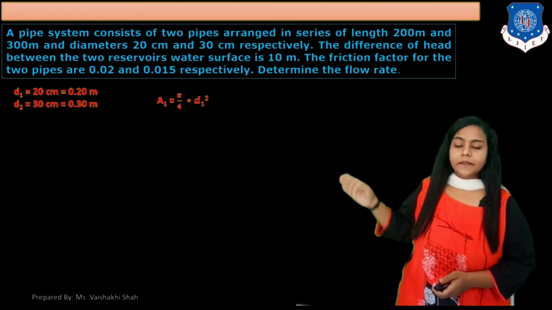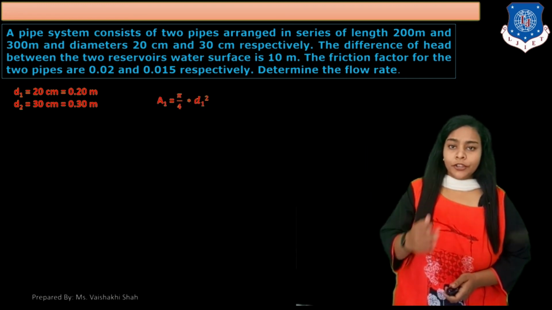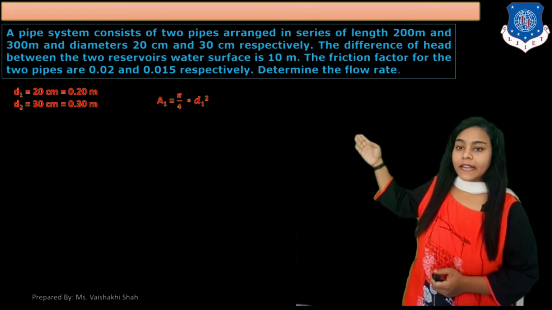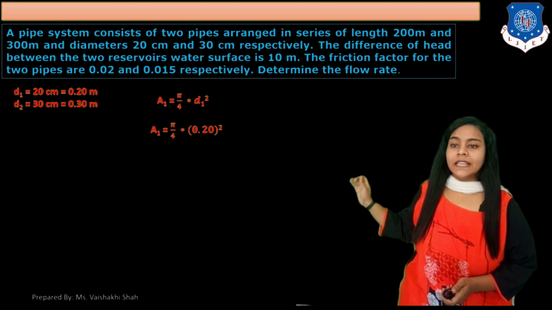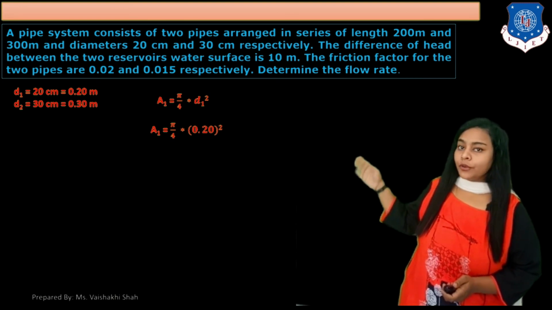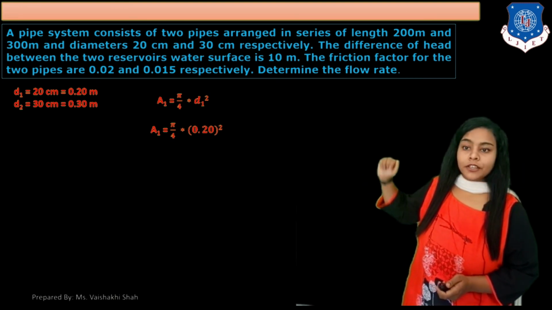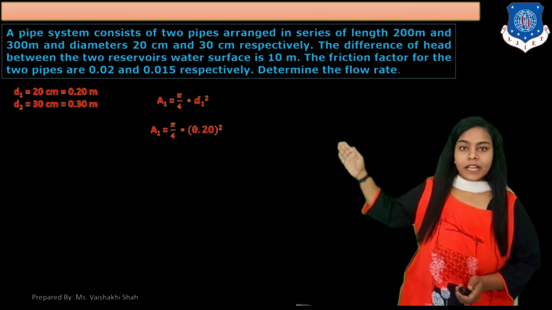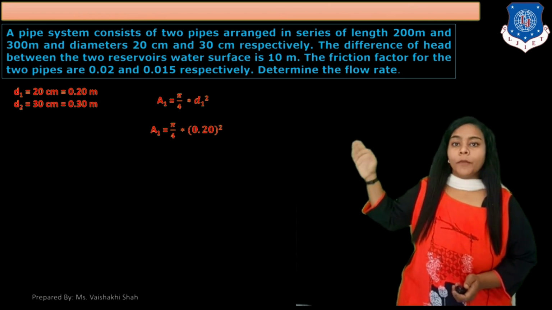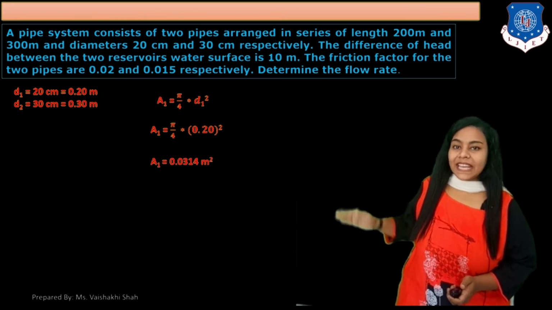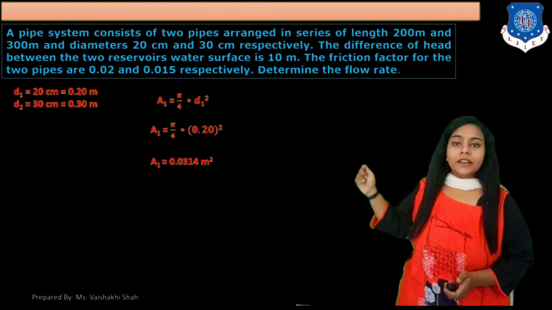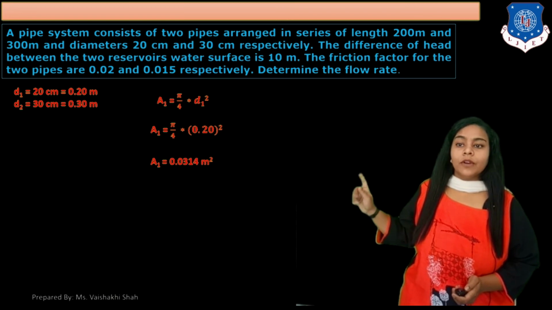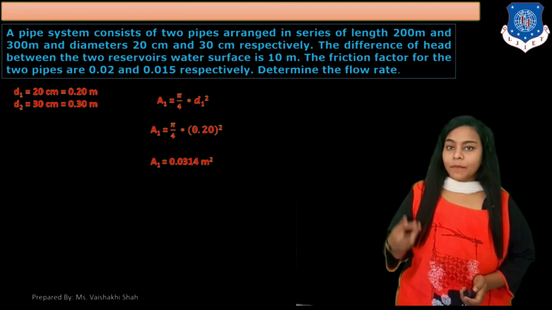Okay, and from diameter you can also find the area. A1 equals pi by 4 D1 square. Here D1 is 20 centimeter, so you can convert that centimeter into meter. So you get 0.2 meter. So A1 is pi by 4 into 0.2 square. So your area A1 is 0.0314 meter square.